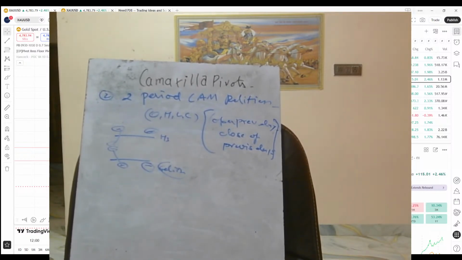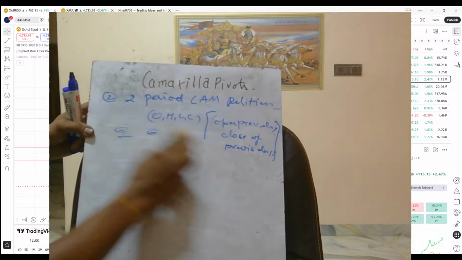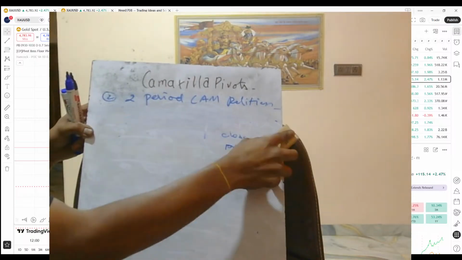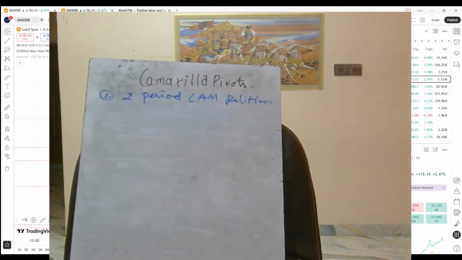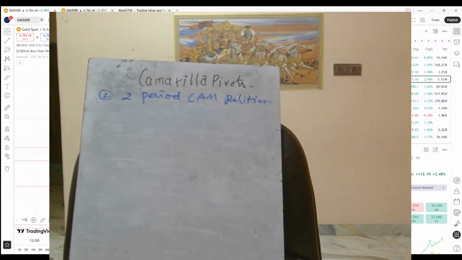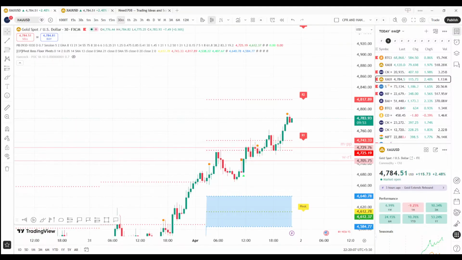And if the open is happening above or below L3 or H3, that means those cases are the strongest bias cases. I'll show you a few examples on the chart now. Wait, I'll turn off the camera for that.